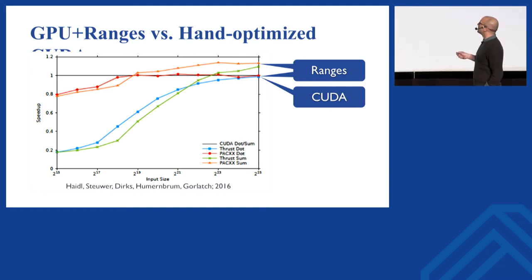And this is how the ranges implementation scales, right? The red is for the dot product algorithm that I just showed you. And orange is for a different algorithm, a summation algorithm up here. And you can ignore these two lines down here. They're for another technology called Thrust, which doesn't scale as well. The important bit here is that ranges, above a certain size of data, is exactly on par or even better than handcrafted CUDA GPU code written by NVIDIA engineers. Like, wow. Oh, that's amazing.